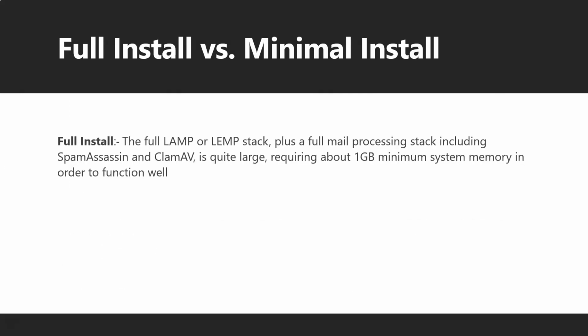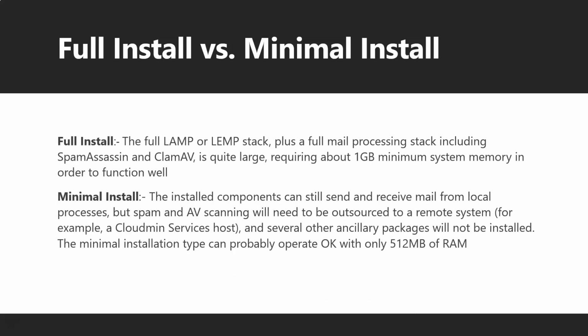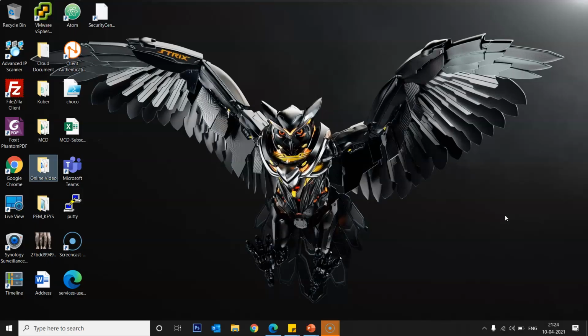So there are two types of installation. Number one is full installation and number two is minimum installation. In full installation, we will install everything including SpamAssassin and ClamAV. In the minimum installation, we will install everything, every email solution, but we will not install spam and antivirus scanning. So in today's video, I will show you how to do the full installation of VirtualMin. So let's go to the server.